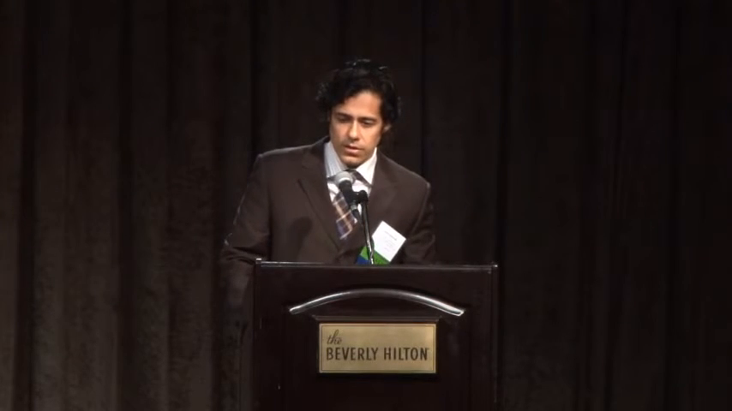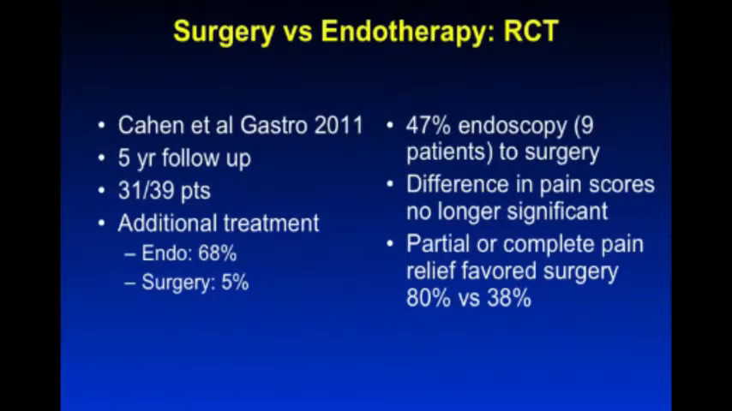They actually followed up in 2011 their cohort in Gastro. 31 of their patients were there. The endoscopy group had a lot more additional treatment, and about half of the endoscopy group, which was about 9 patients, went on to surgery. My argument there is going to be that half of them didn't go on to surgery, which I think is important to realize. The pain scores that they used, the Izbicki scores, were no longer significantly different, but the partial or complete pain relief still favored surgery.